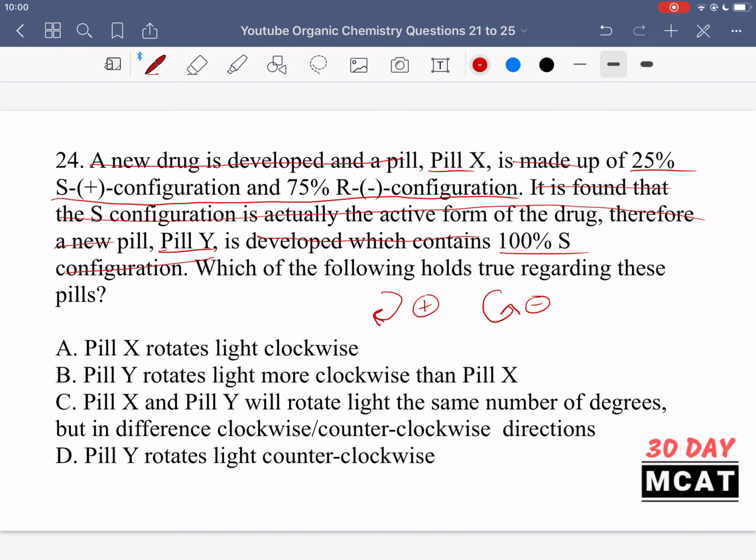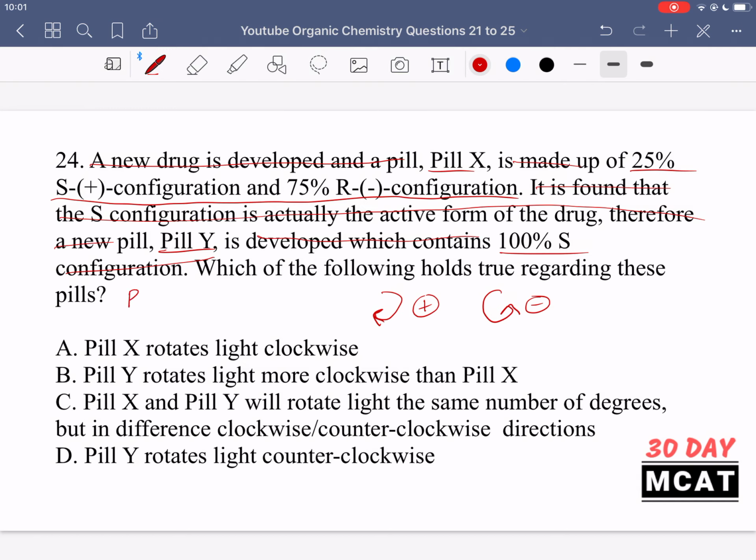then 75% of R. So it seems like R is predominating, and you should know with enantiomers, they rotate light in opposite directions to the same degree. So if we had a 1-to-1 ratio of R and S, they would cancel out the rotation of the light. But in pill X, we have more R, so 25% of the R is going to cancel out the 25% of the S, and then the remaining 50% of the R is mainly just R, which is able to rotate light whichever way it does.